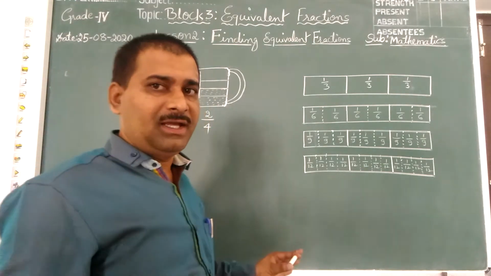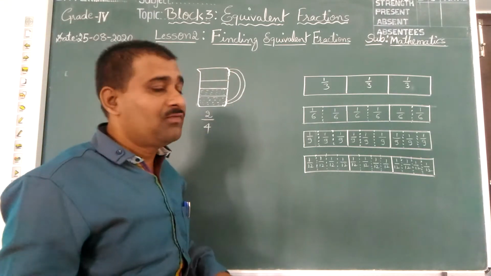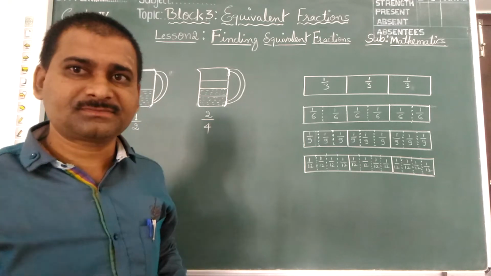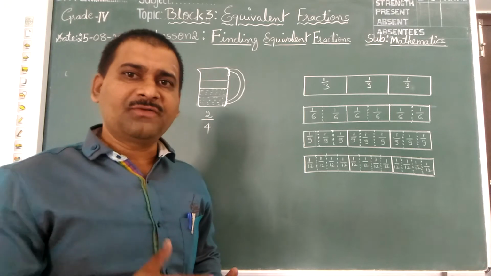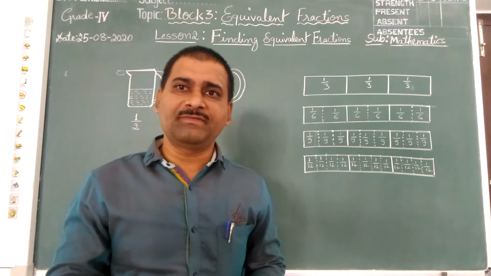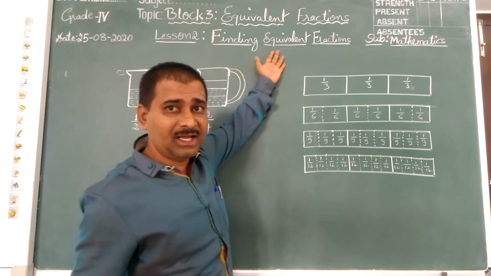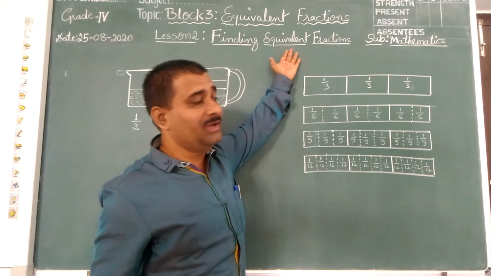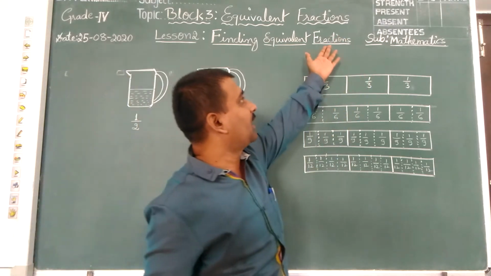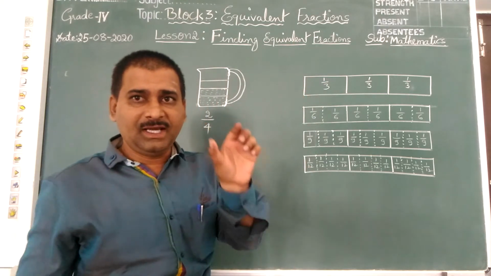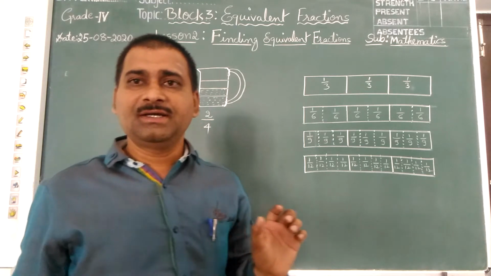Children, under block 3, let us start today's next lesson, lesson number 2, finding equivalent fractions. So before finding equivalent fractions, children, you should know what equivalent fractions are. In the name of the lesson, in the heading, you will get the meaning. Equivalent means they are equal. What are equal? Fractions are equal. Equivalent fractions means fractions are equal.